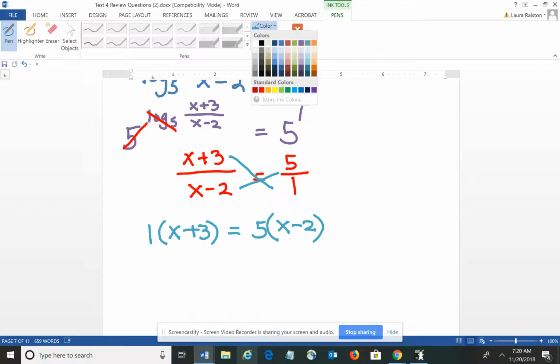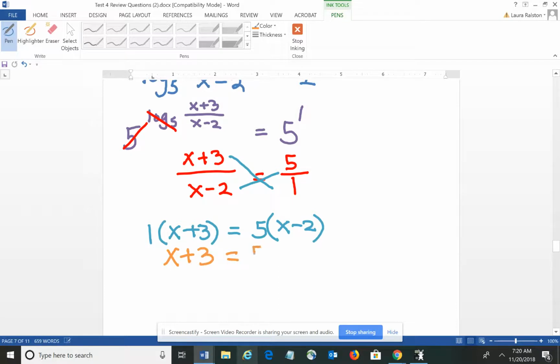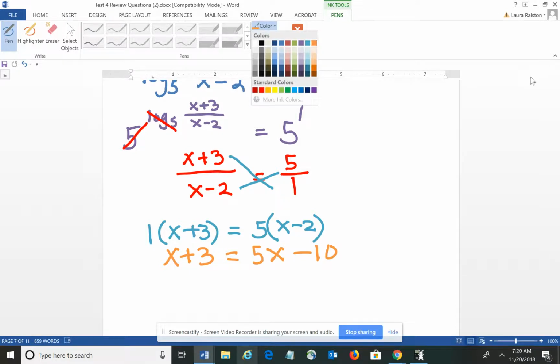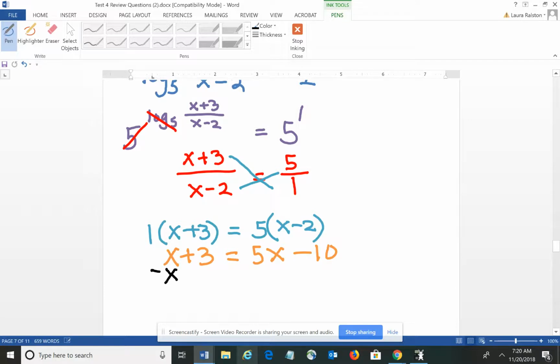Distribute and collect like terms. So I have x plus 3 equals 5x minus 10. I'm going to get all the x's together and all of the numbers together. So I'm going to, let's see, subtract x. So I have 3 equals 4x minus 10.